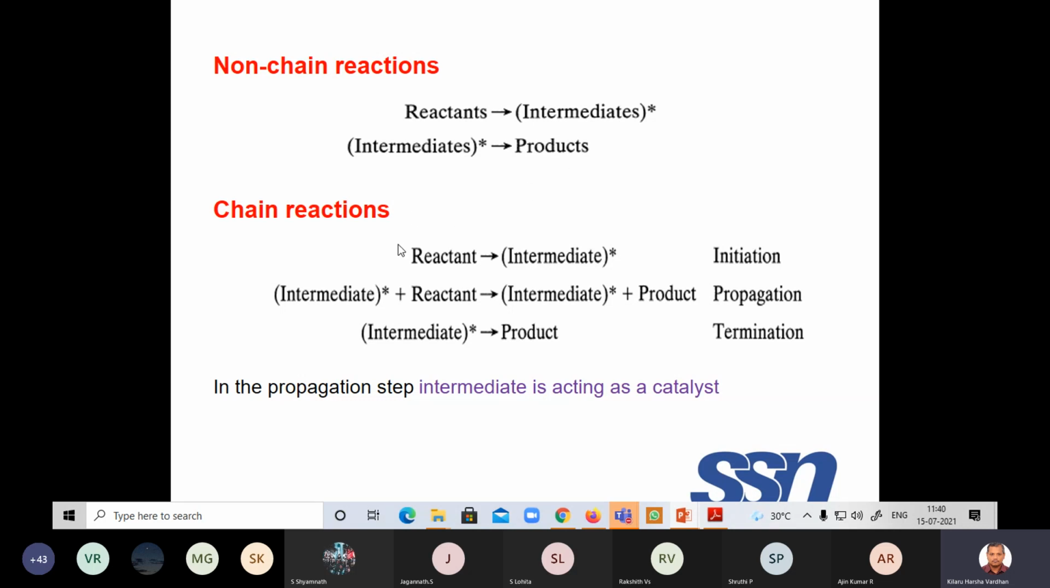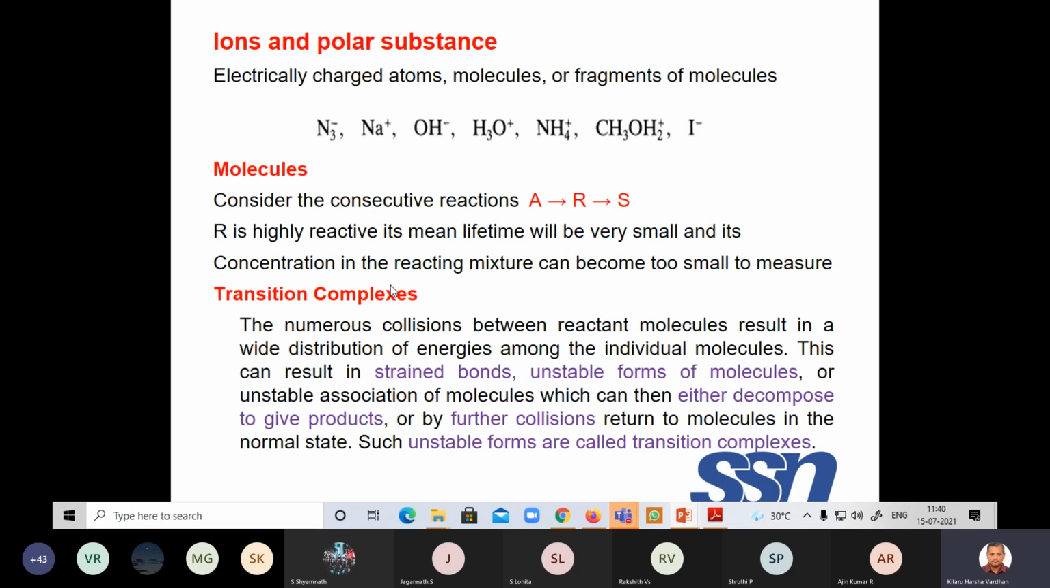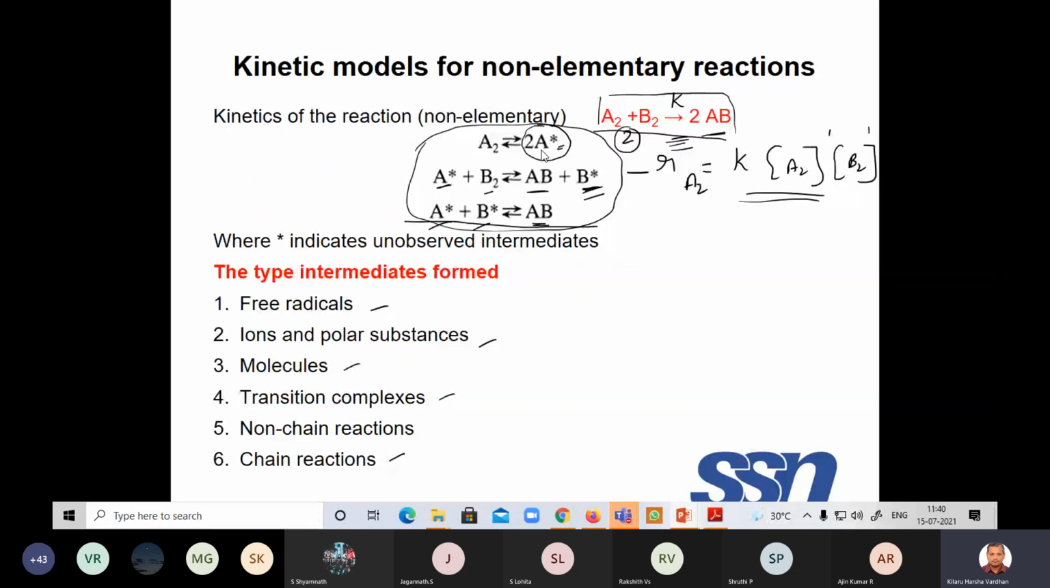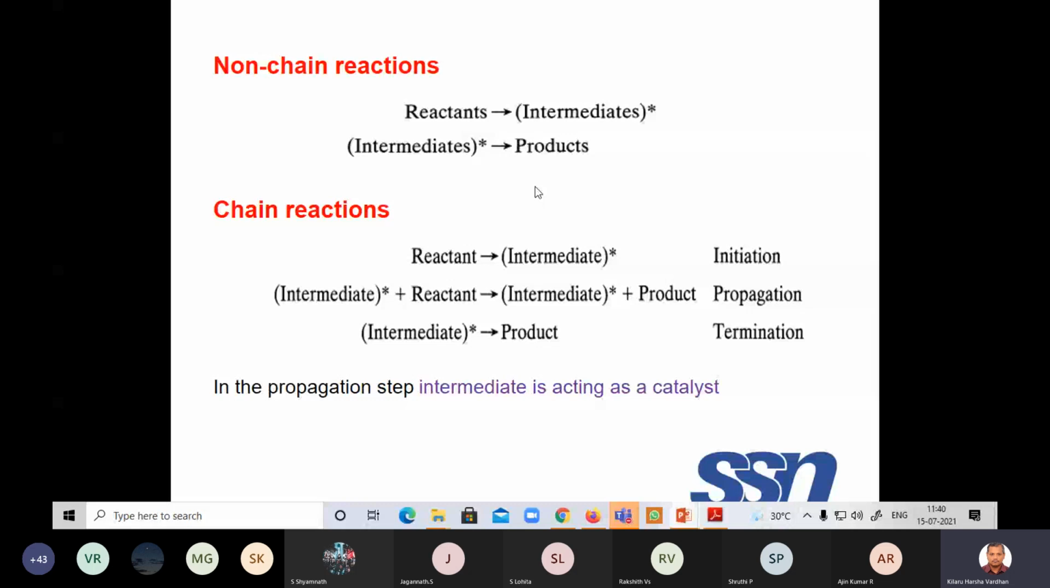There can be chain reaction mechanisms, especially here. This is a chain reaction mechanism. If there is a chain reaction mechanism, what will happen? The reactant is forming an intermediate, because chain reactions will have 3 steps: initiation, propagation and termination, whereas non-chain reactions will have only 2 steps. This is the initiation and this is the termination. There won't be any propagation step, whereas chain reactions will have 3 steps.